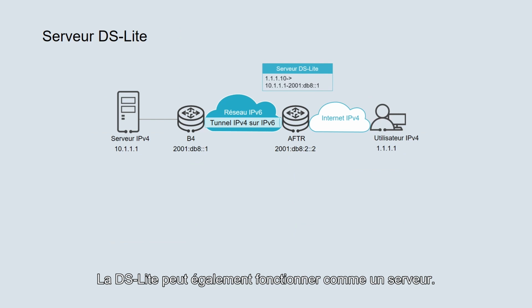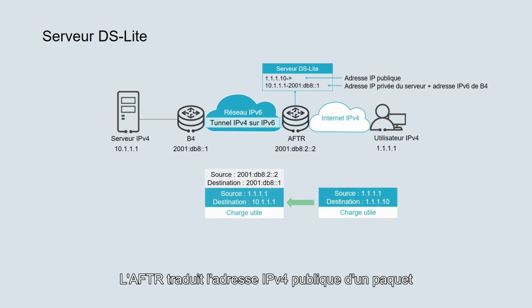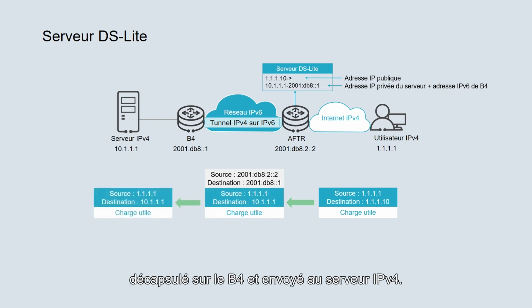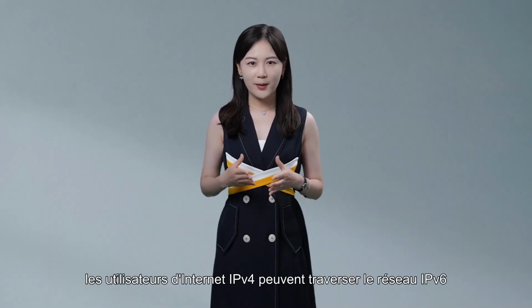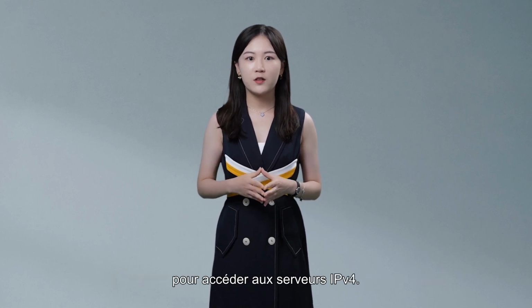DS-Lite can also function as a server. You can configure the mapping between the private IP address of the server plus the IPv6 address of the B4 and the public IP address of the server. The AFTR translates a public IPv4 address of a packet into a private IPv4 address based on the mapping and adds an IPv6 header to the packet. The packet is then forwarded over the IPv6 network, decapsulated on the B4, and sent to the IPv4 server. In this manner, IPv4 Internet users can traverse the IPv6 network to access IPv4 servers.